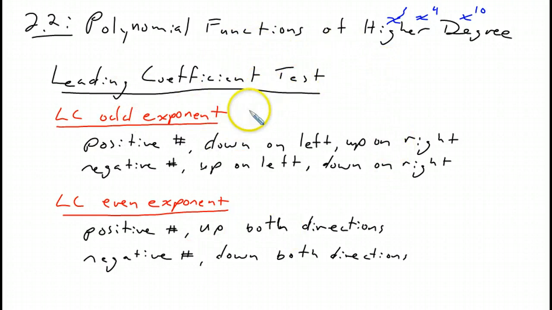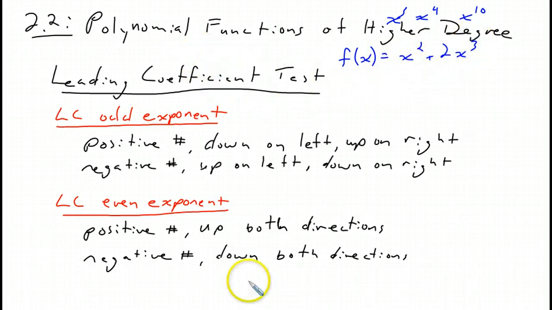Okay, if the leading coefficient is a positive number, basically what the leading coefficient means is, if we have f of x equals, say, x squared plus 2x to the third, our leading coefficient is the coefficient of the term with the highest degree. We have x squared that comes first, but the x cubed is actually going to be our leading coefficient.